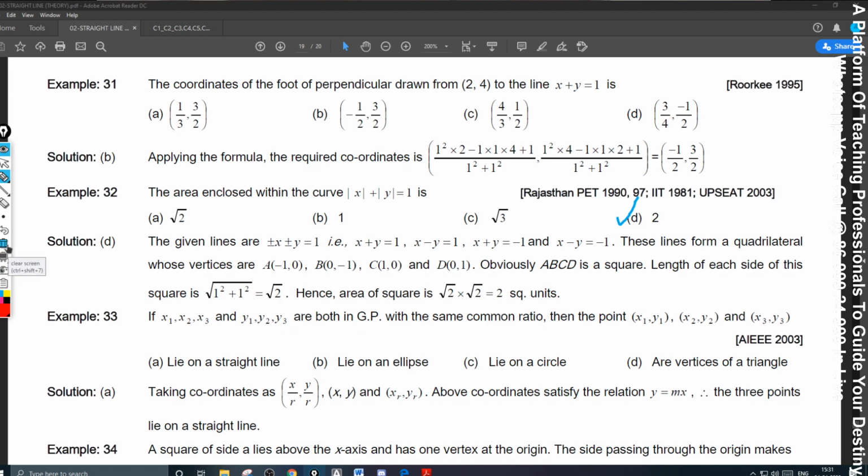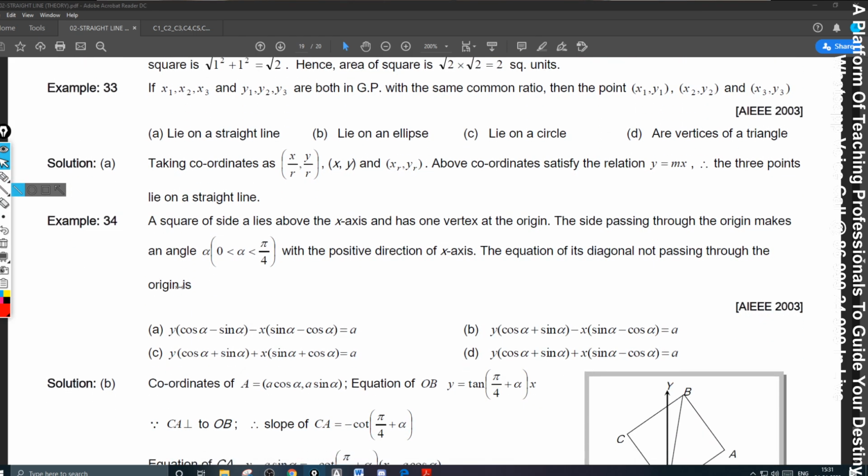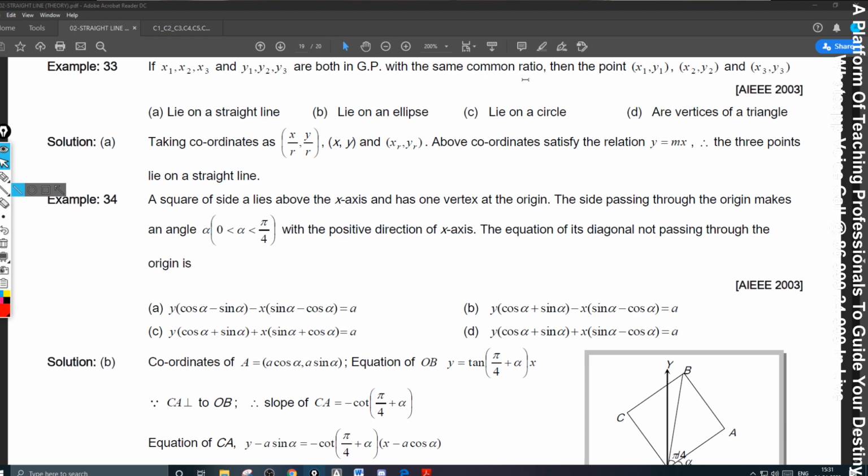Okay. Now, let us move on to the next question. x1, x2, x3 and y1, y2, y3 both are in GP with the same common ratio. Then the points (x1, y1), (x2, y2) and (x3, y3) lie on a straight line, lie on an ellipse, lie on a circle, or are the vertices of a triangle. Now, this can be easily understood. In GP, everyone knows a by r, a, ar are in GP.